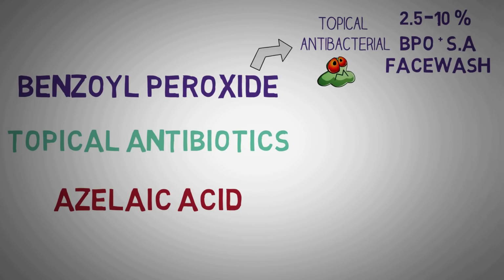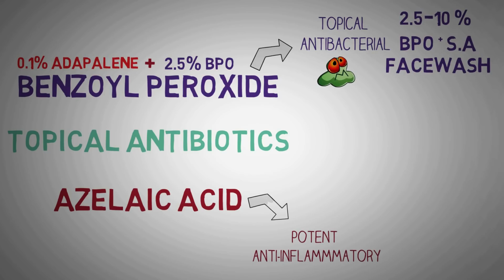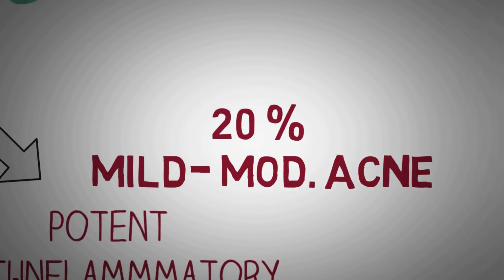The combination of 0.1% adapalene and 2.5% benzoyl peroxide provides much better and faster results as compared to the individual drugs alone. Azelaic acid is a potent anti-inflammatory topical drug that you can apply. For acne, I recommend 20% concentration, which is the best.